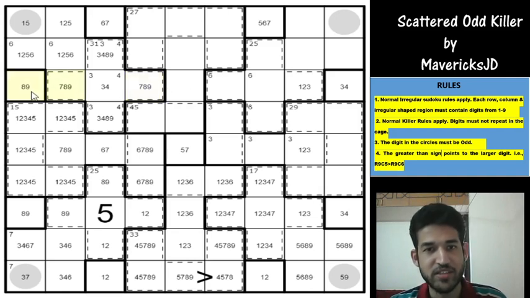And now I get a 7, 8, 9 triplet. Awesome. Look at this, guys. There is a 7, 8 and 9 triplet here, which means these cells cannot take 7, 8 and 9. None of these cells can take a 7, 8, 9.